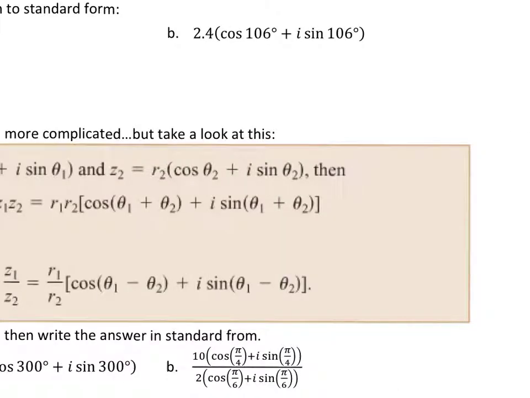Now this one, obviously we need calculators. So what's the cosine of 106 degrees? Ethan, you got that? Yep, negative 0.276. And what's the sine of 106 degrees?